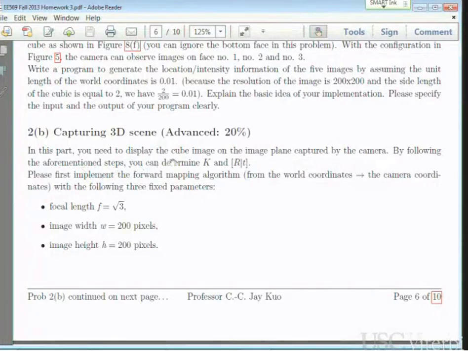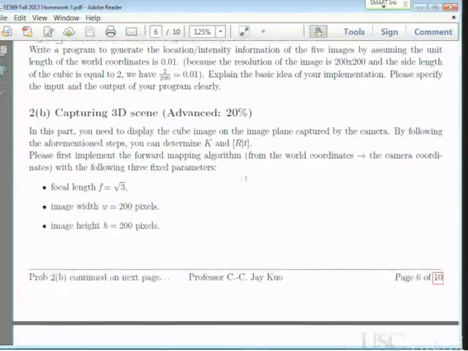The second one, capture the 3D scene, advanced 20%. So in this part, you need to display the cube images on the image plane captured by the camera. By following the aforementioned step, you can determine K. This is the intrinsic camera model, and then R, rotation, T. This matrix is the extrinsic camera model.